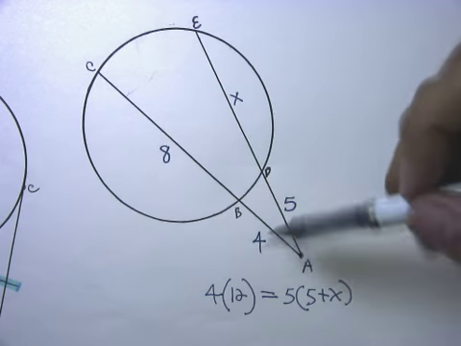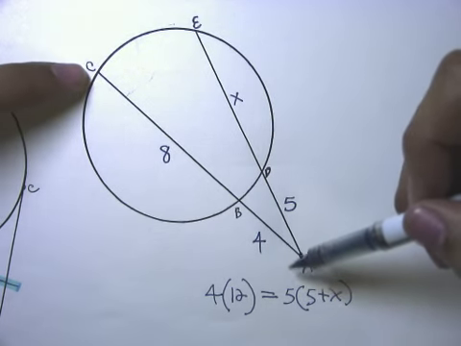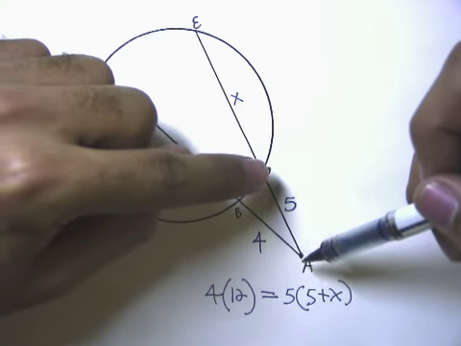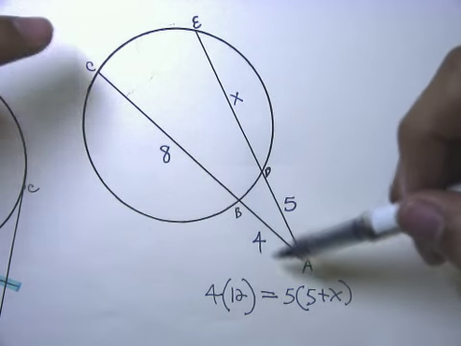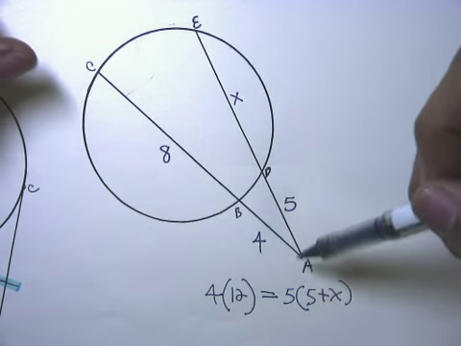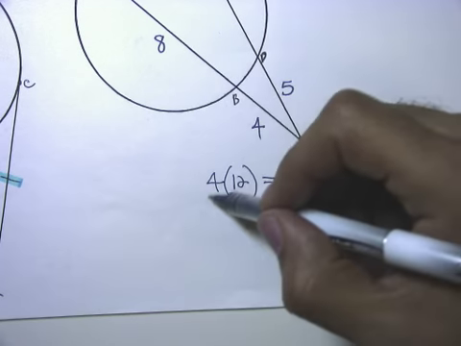And basically what the rule is saying is that the product of the outside part and the entire segment is equivalent to the product of the outside part here and the entire segment. So 4 times the whole thing is equal to 5 times the whole thing.